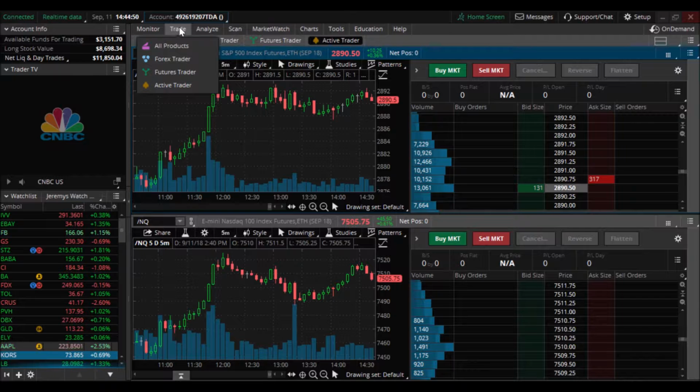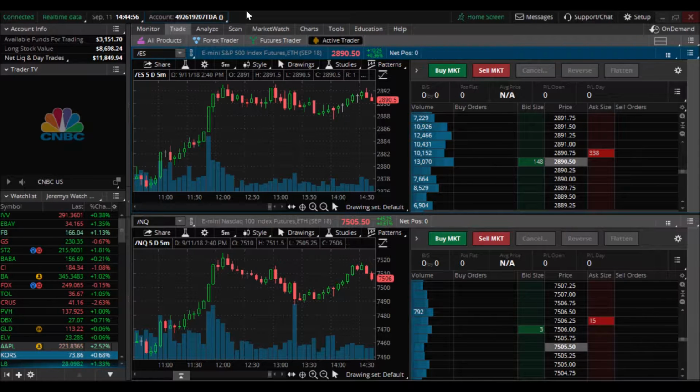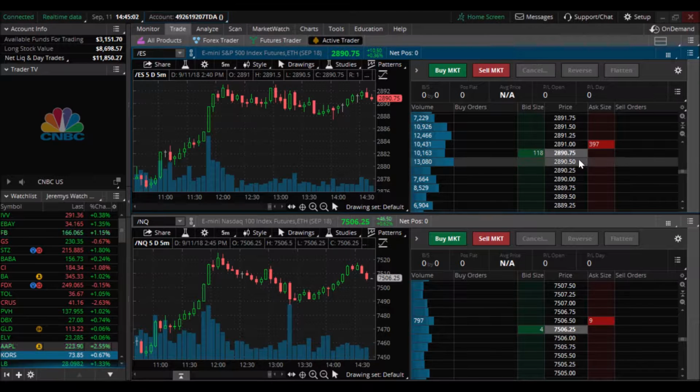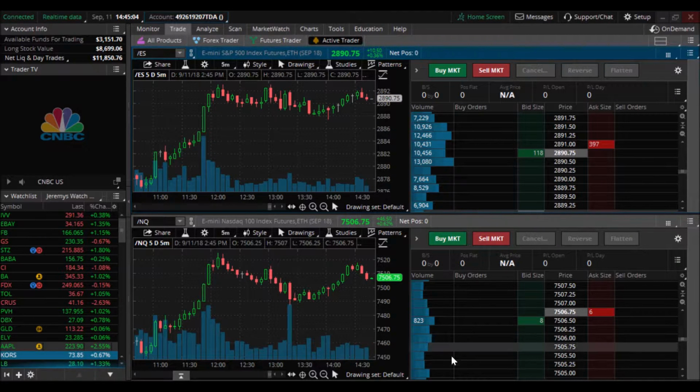Now, the Trade tab is not a tab I use a lot. It's more for day traders. If that's your thing, this will definitely be a tab that you're in all the time. You can see the active trader, you can see volume overlaid with the price action, as well as the current ask and bid sizes that are coming in real time.